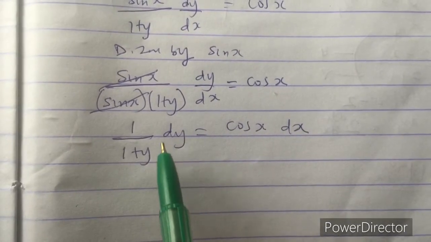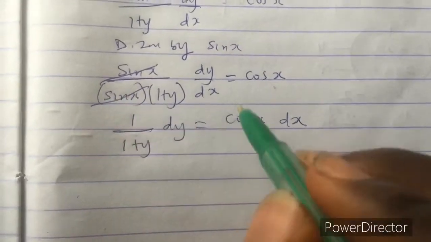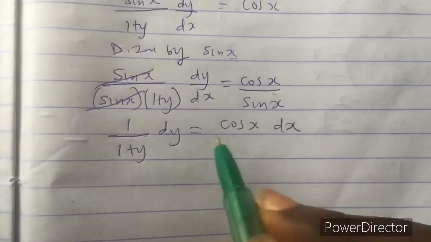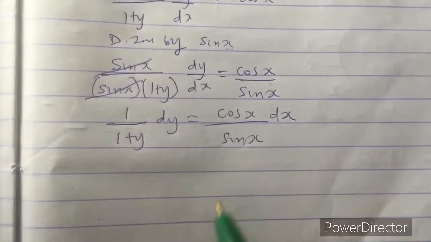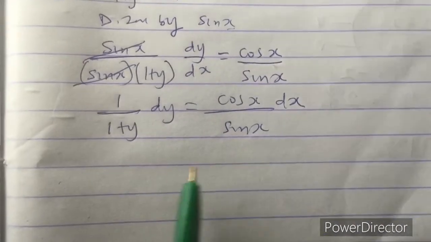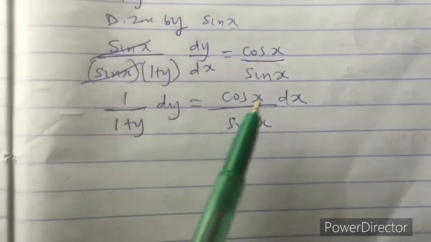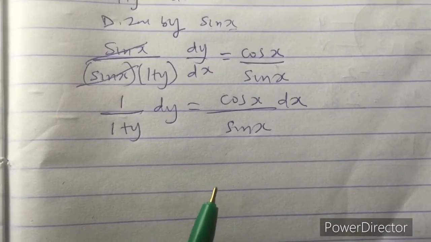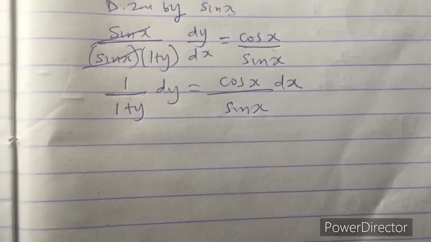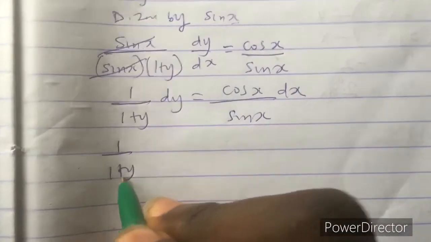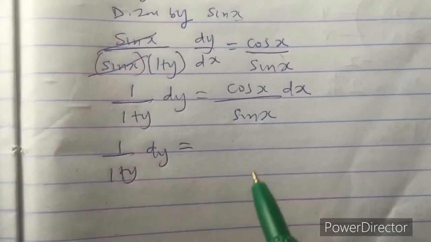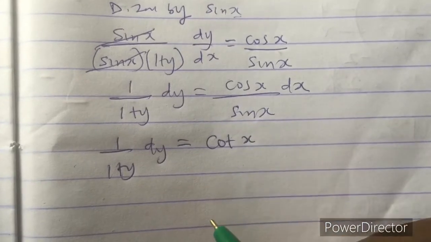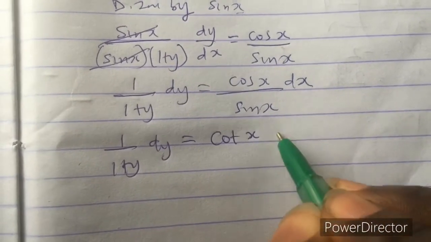Sorry, I made a mistake. We are dividing both sides by sine x, so we also divide the right side by sine x. That was a mistake, sorry. Now let's move on. So 1 plus y dy equals cos x over sine x dx. Alright, so from there we just say that this will be 1 over 1 plus y dy equals cos x over sine x, which is equal to cot x dx. You understand that?